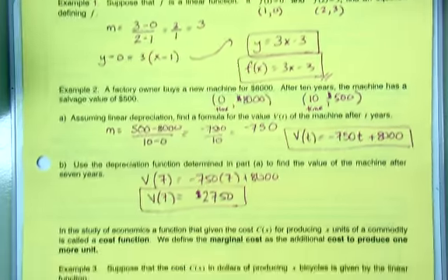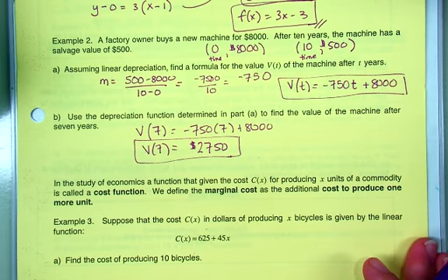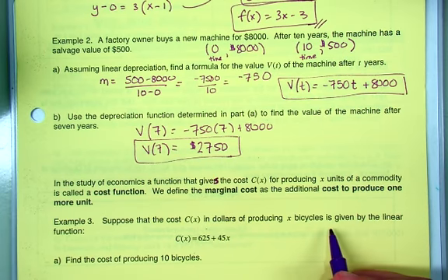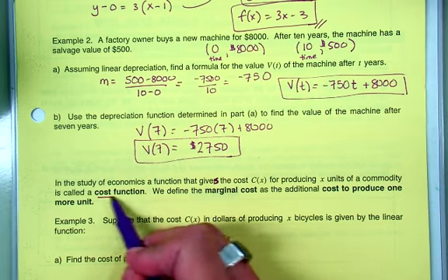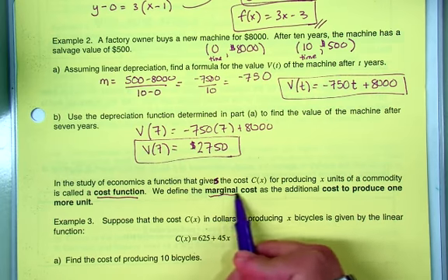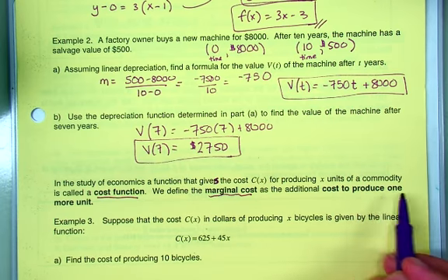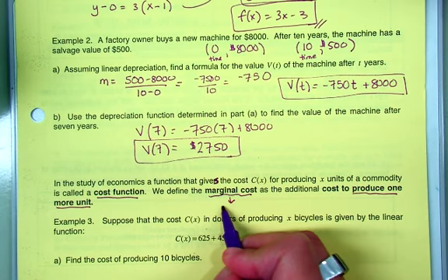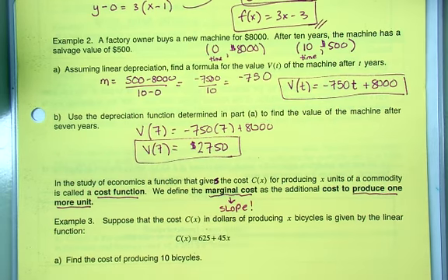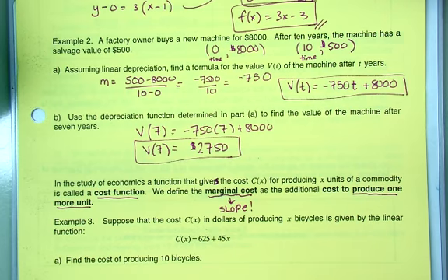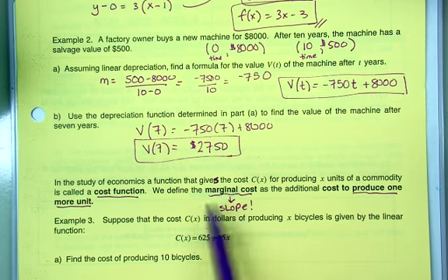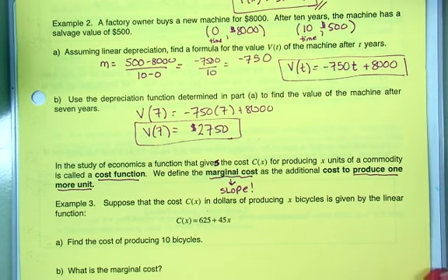Okay? In the study of economics, a function that gives the cost c of x for producing x units of a commodity is called a cost function. We define marginal cost as the additional cost to produce one more unit. All that marginal cost really is, is the slope. How much does it cost to produce one more unit would just be the slope. So our slope is our change in y over change in x, and in this case it's considered the marginal cost when we're dealing with an economics problem.